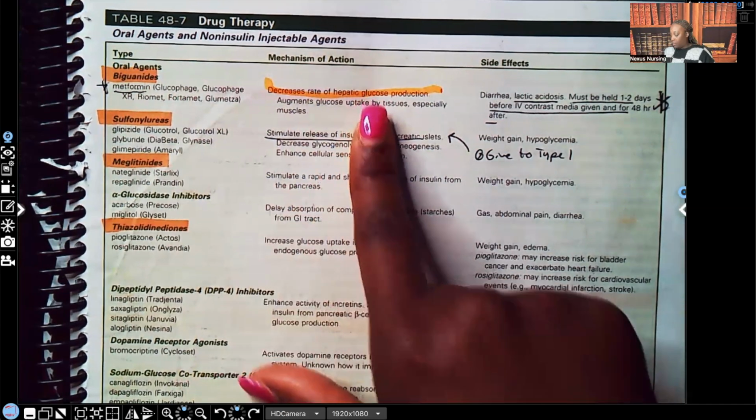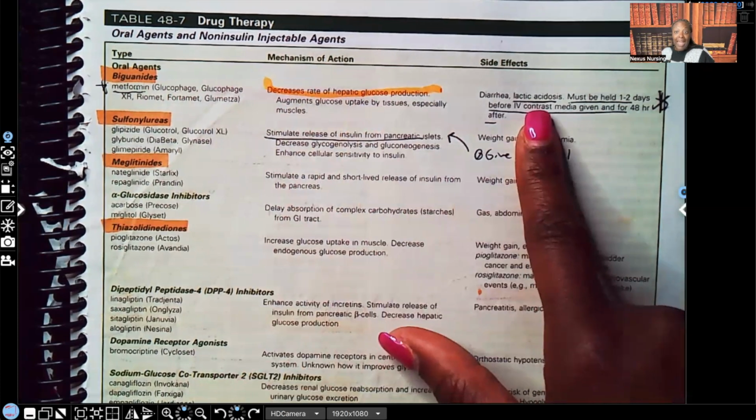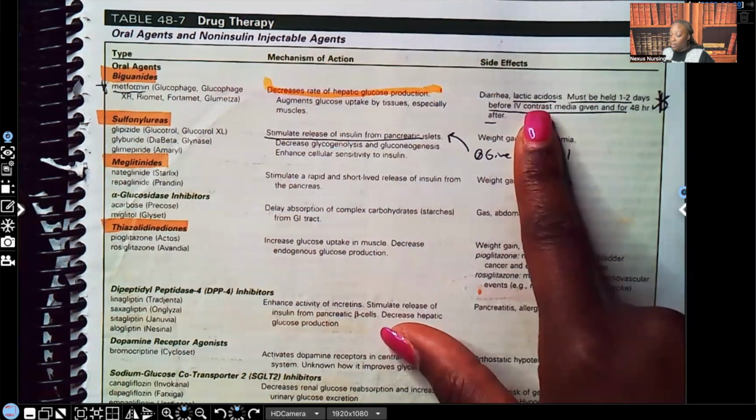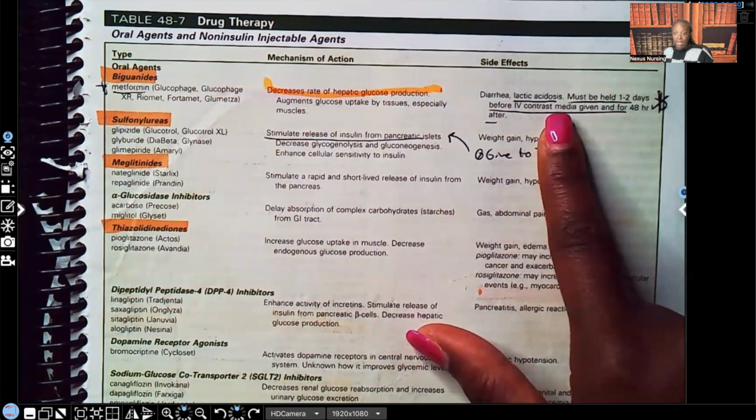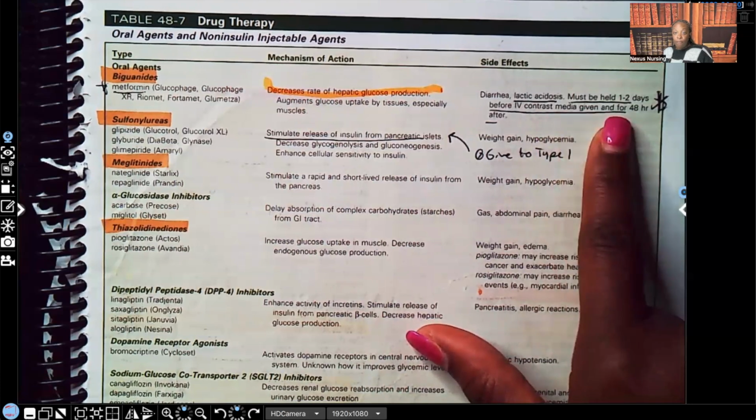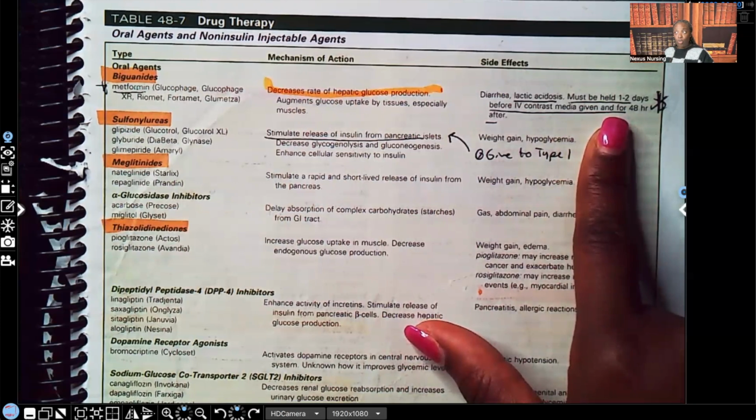Side effects. Lactic acidosis. You have to know this. Look at this. The metformin must be held 1 to 2 days before using contrast media and 48 hours afterwards. And within that 48 hours afterwards, you better check that kidney function to make sure the kidneys are working properly before you resume that metformin, because you want to avoid lactic acidosis. Remember, contrast media is very hard on the kidneys, and we want to make sure they didn't hurt the kidneys.